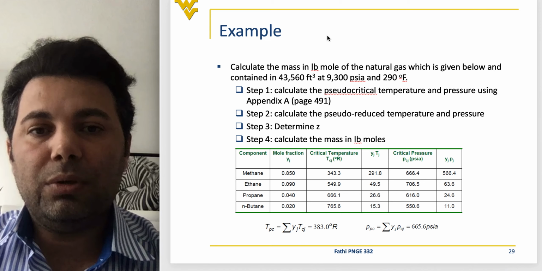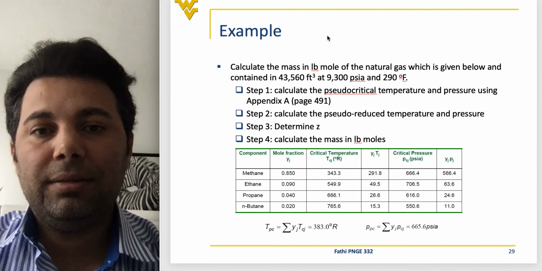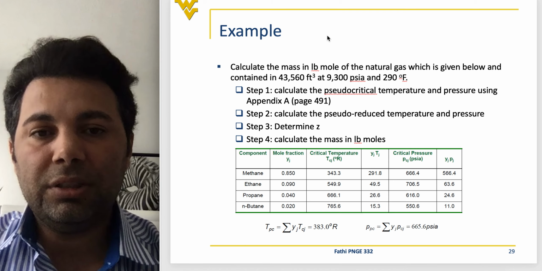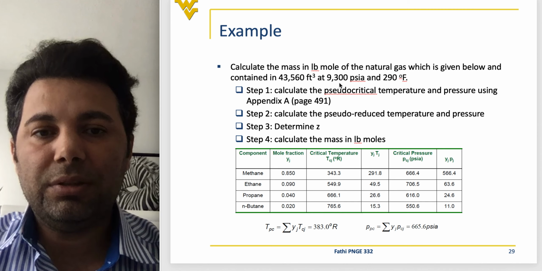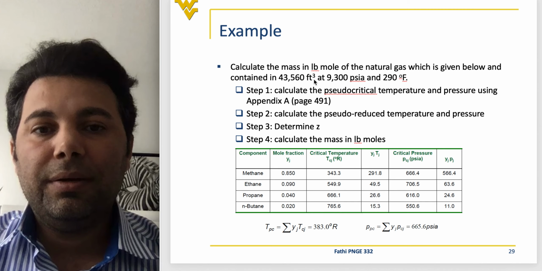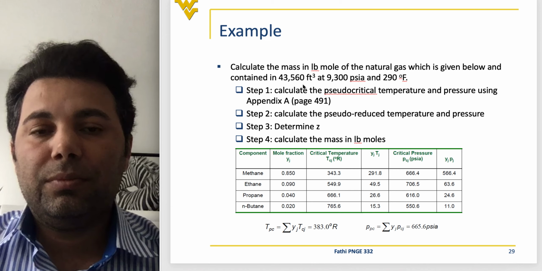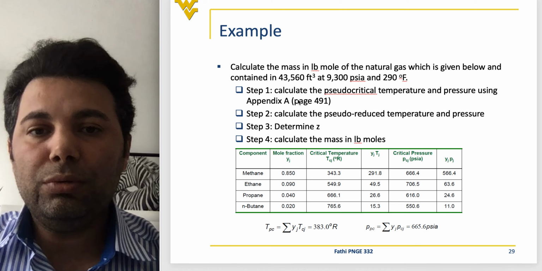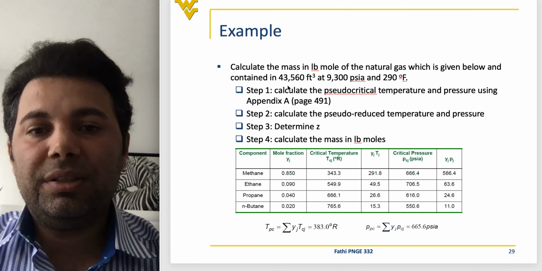Okay. So it requires finding the pound mole, so I need to find the n. So n is equal to PV divided by ZRT. P is the total pressure, I have it, 9,300. V is the total volume, I have 43,560. PV over R, which is 10.732, and T is 290 plus 460. What I don't know is the Z value.